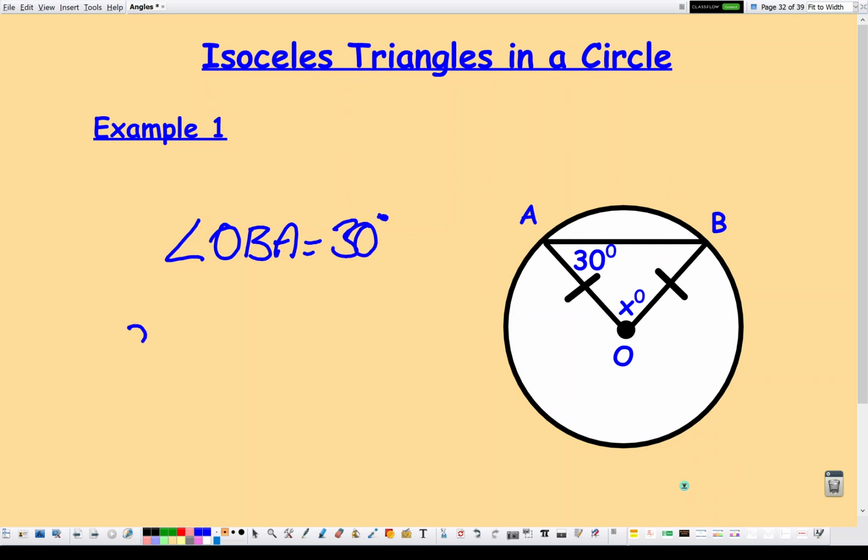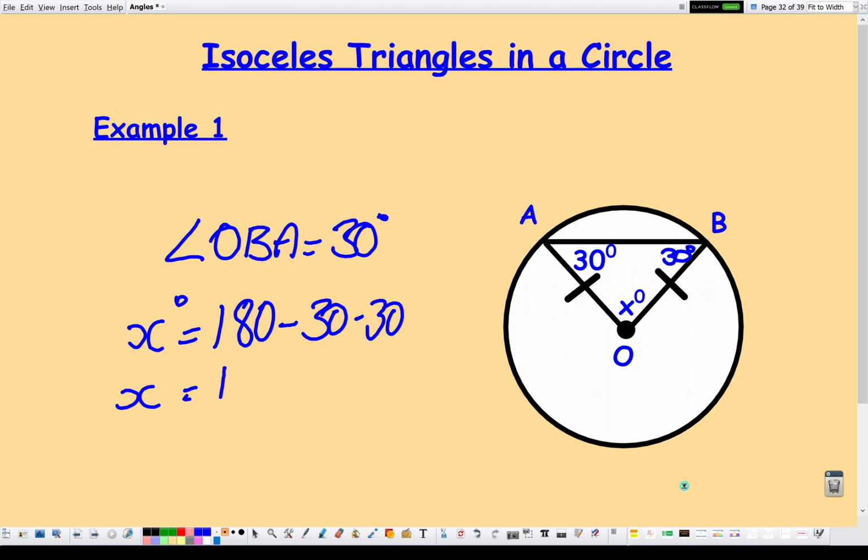So what that means is now I can use my simple angle in a triangle rule, that they add up to 180, to find my missing angle X. So I can say that X is 180 minus 30 minus 30, because the two of these are now 30 degrees, and I can write it in there. So that means, quite simply, it's 180 minus 60, so that's 120 degrees for angle X.